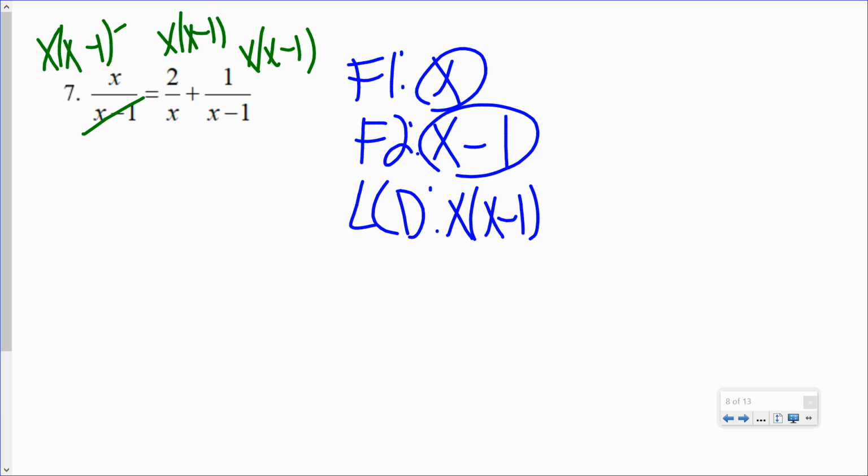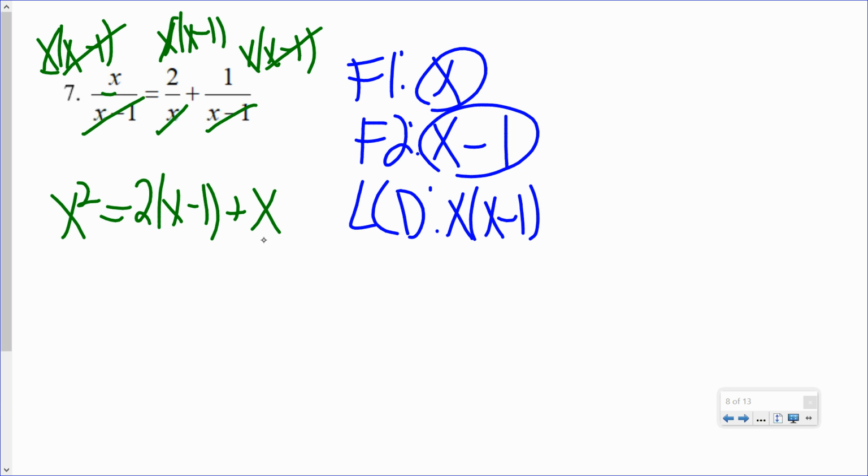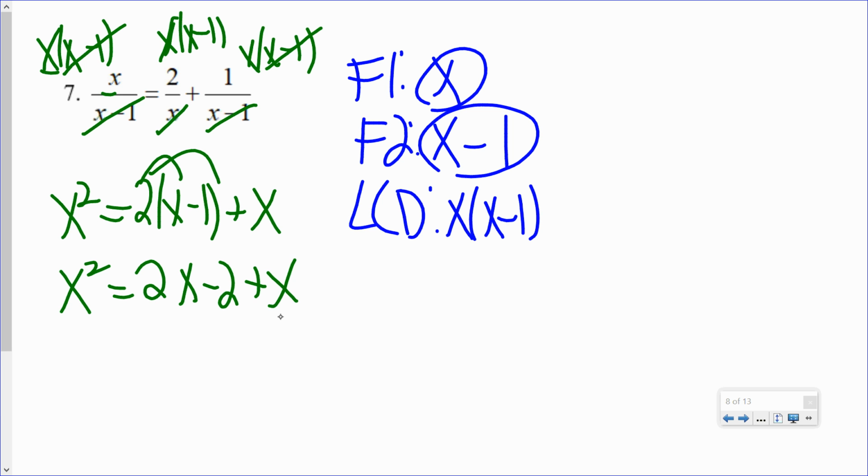X minus 1's cancel. I'm left with x times x, which is x squared. X and x cancel. I'm left with 2 times x minus 1. X minus 1 and x minus 1 cancel. I'm left with 1 times x, which is just x. Now I solve the equation. Distribute, combine like terms.